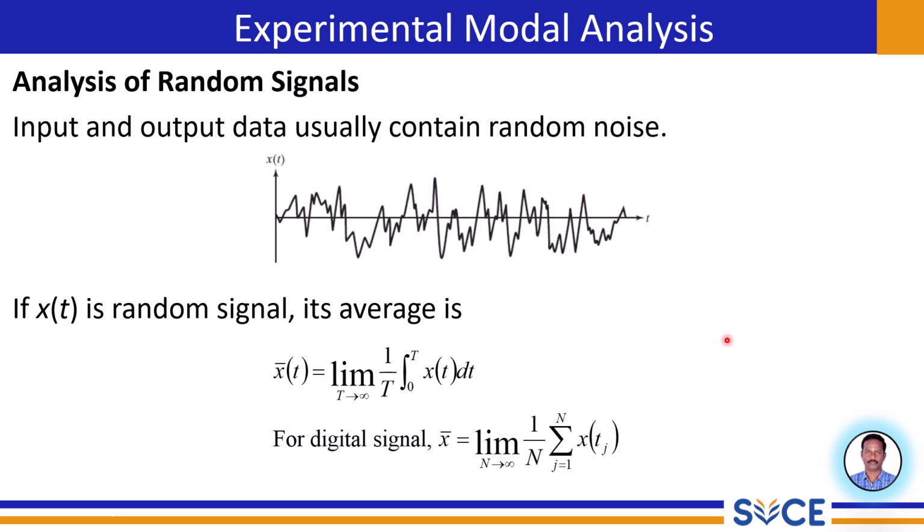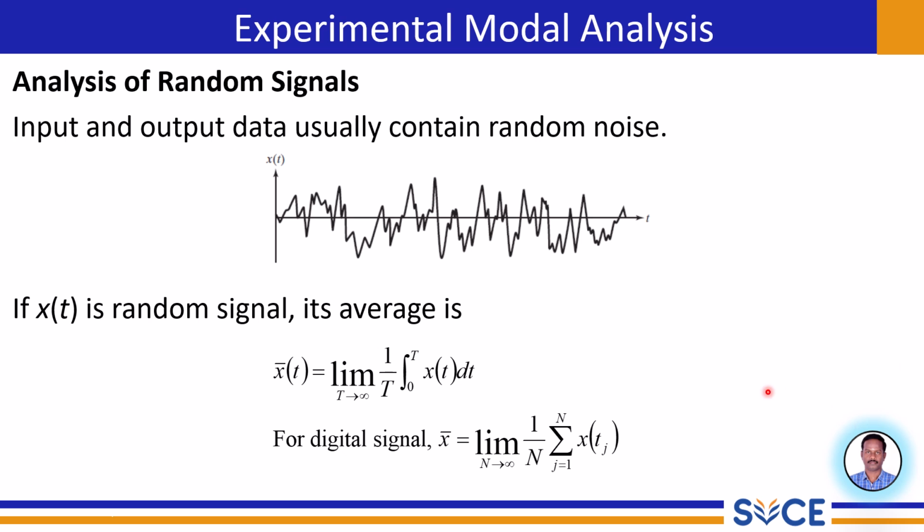Since our analyzer works with discrete digital signals, we need a way to calculate the average in the digital domain. So, how do we calculate the average? This is the equation for that. Here, we sum up a very large number n, with n approaching infinity, of the discrete sampled values x of j and then divide by the total number of samples itself. This gives us the digital equivalent of the long term average.